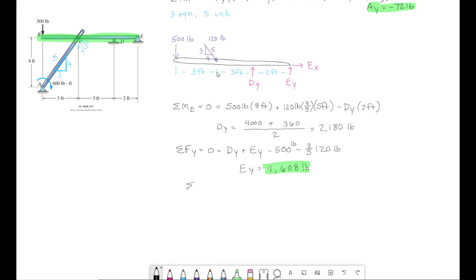And we'll sum forces in X. And we have EX plus 4/5 of 120 pounds. EX equals negative 96 pounds.